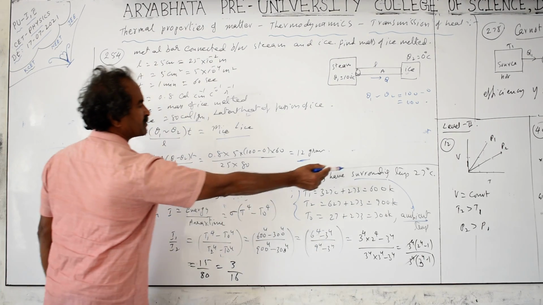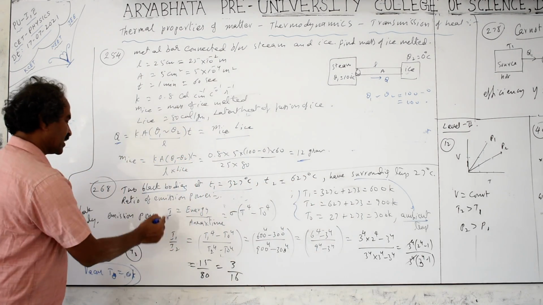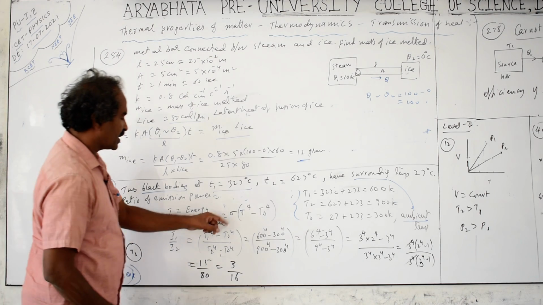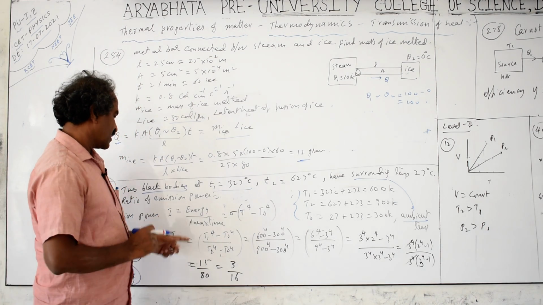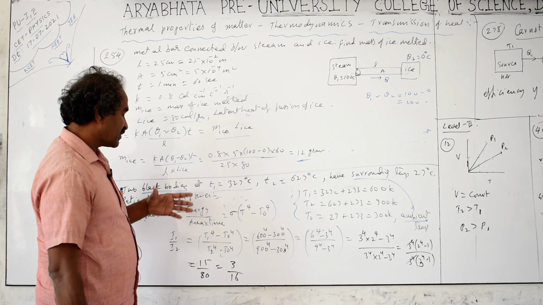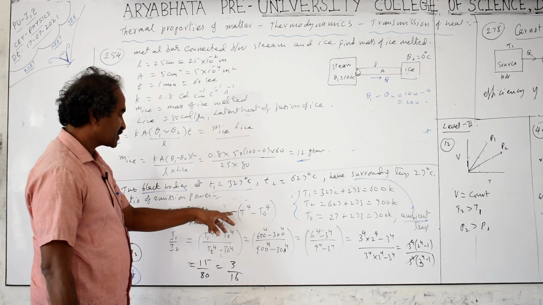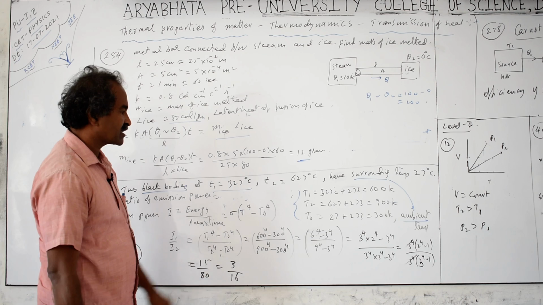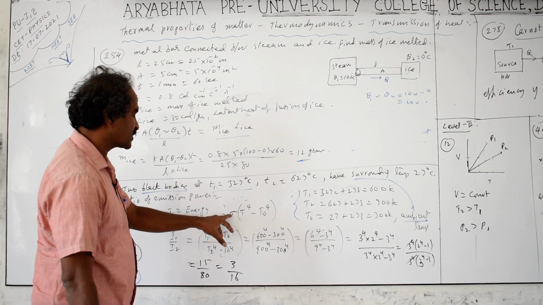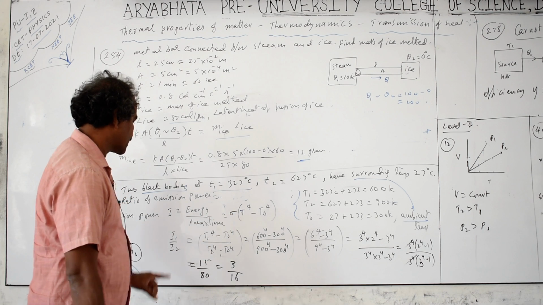27 degrees centigrade room temperature means 300 kelvin. For the corresponding ratio of the intensity, the sigma is cancelled. For the emission powers, and in case they ask for power only, then area comes in. Different areas are given, so take the area here. If they are spheres, area equals 4 pi r square, so r1 square by r2 square ratio comes.